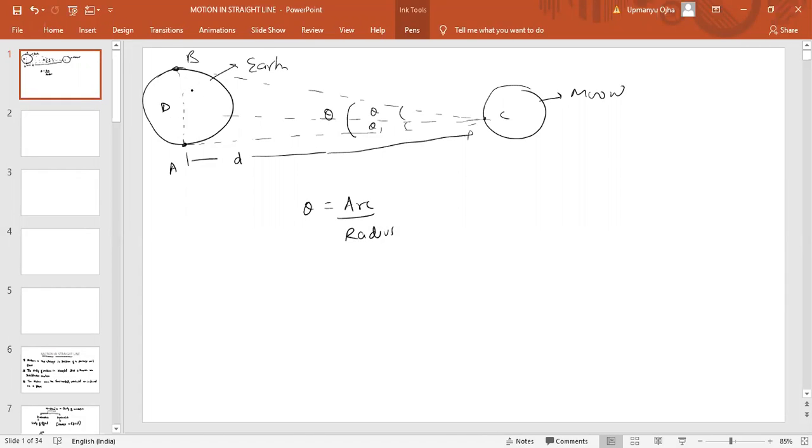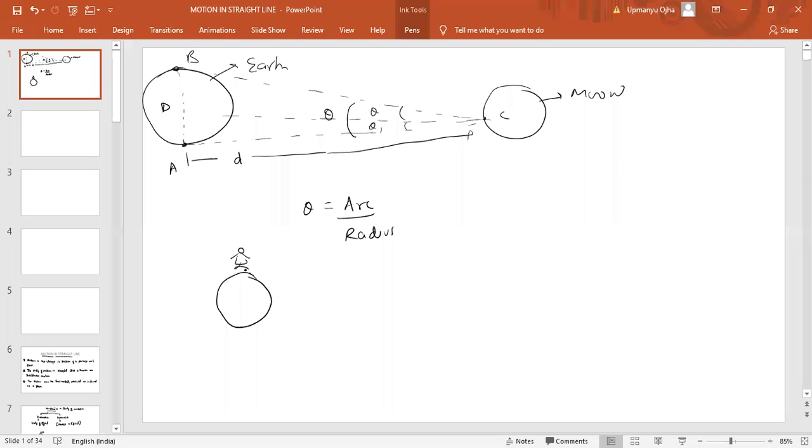Why is it a capital D? Because the Earth and moon are located at a very large distance. When they are located at a very large distance, this arc becomes a straight line. I can give you one more example: we are on the surface of the Earth.